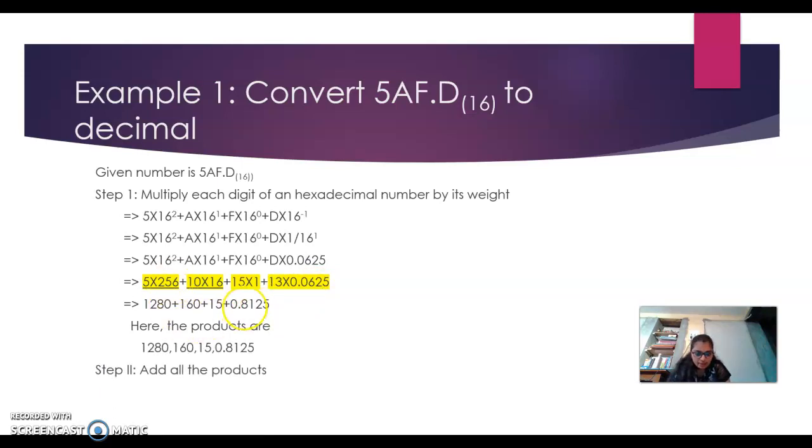By adding all the products, you will get 1455.8125 to the base 10. This is the decimal equivalent of hexadecimal number 5AF.D. This is how you have to convert any hexadecimal number to a decimal number.